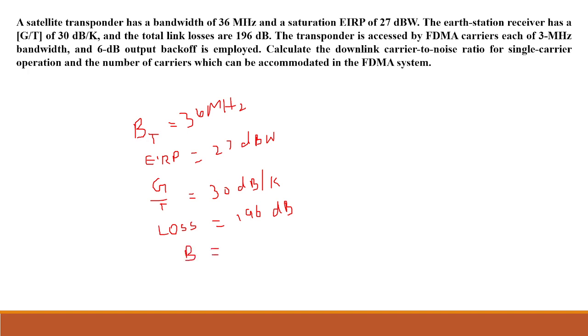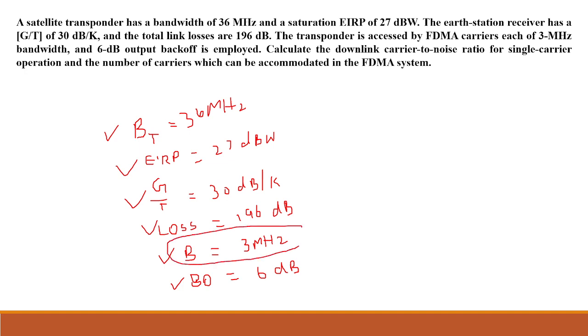Then they say the transponder is accessed by FDMA carriers, each of 3 megahertz bandwidth. They give an output backoff of 6 decibel. So they gave 6 parameters: bandwidth of the transponder, EIRP, G by T ratio, losses, carrier bandwidth, and backoff. Except the bandwidth, the rest of the parameters are given in decibel, so we can substitute directly. But the bandwidth is not given in decibels, so we need to do some conversion.